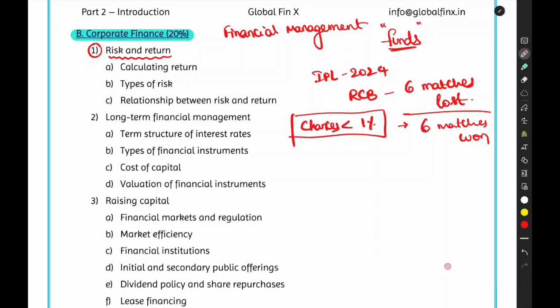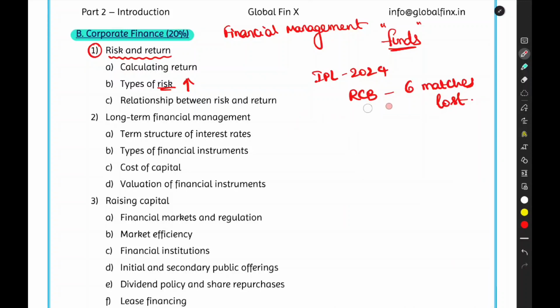What I am trying to make you understand is that if somebody wanted to make a prediction of RCB going into the qualifiers, the risk in that would be very high. They had less than 1% chance of it happening. If somebody says that RCB will go to the qualifiers, that is a very, very risky situation. But imagine what their returns would be.